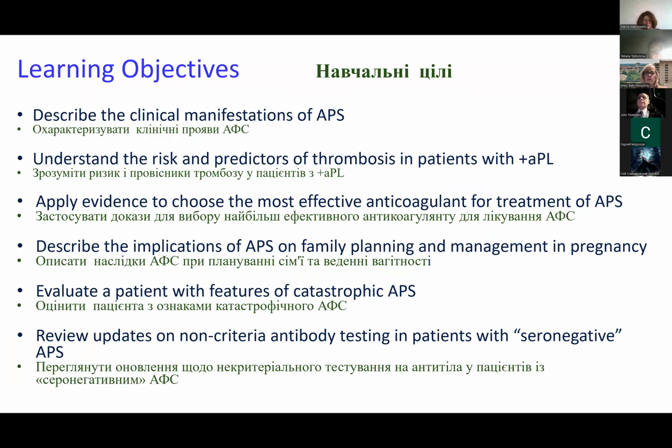So we'll describe the clinical manifestations of APS, antiphospholipid syndrome, understand the risk and predictors of thrombosis with patients that have autoantibodies against the antiphospholipids, apply the evidence to choose the most effective anticoagulant for the treatment, describe the implications on family planning and pregnancy management, evaluate the patient with features of catastrophic antiphospholipid syndrome, and then actually, I don't think we're going to review the updates on the non-criteria antibody testing.